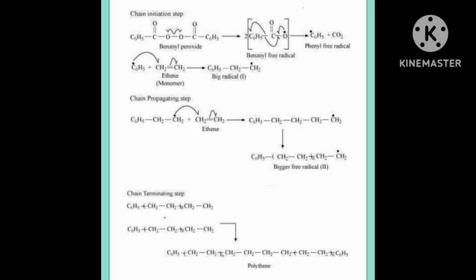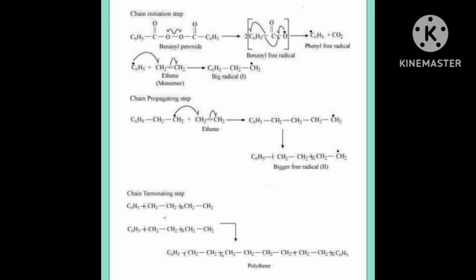C6H5 C double bond O, and one oxygen with a single bond has one electron, which means this is a radical. Then there are two radicals, the same two radicals. Then what will happen next is that this C double bond O and one O will go off as CO2, because this reaction takes place in the presence of heat or light.